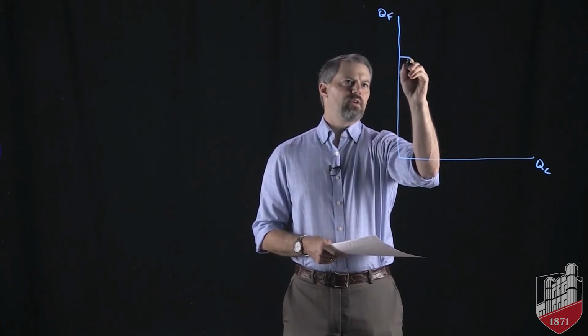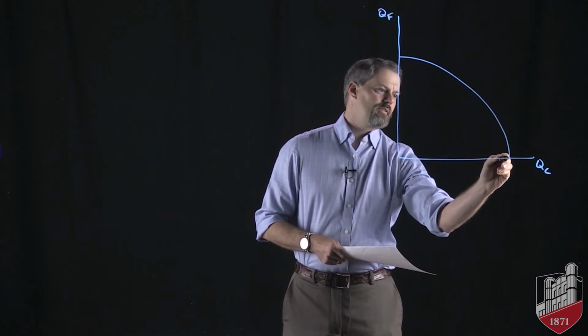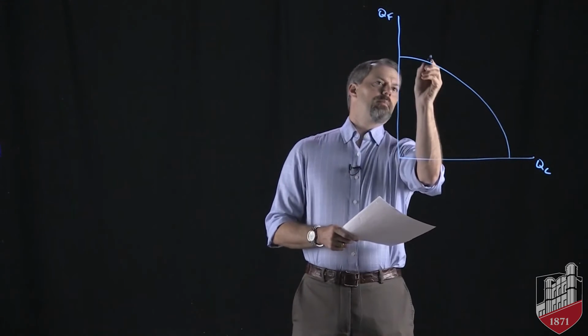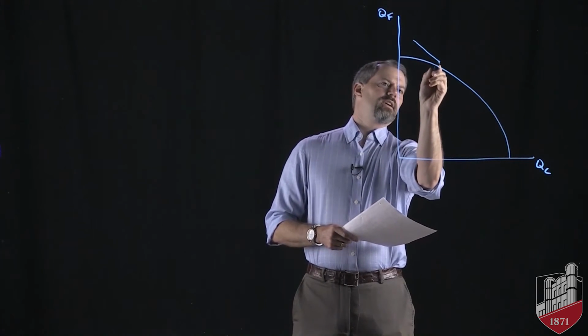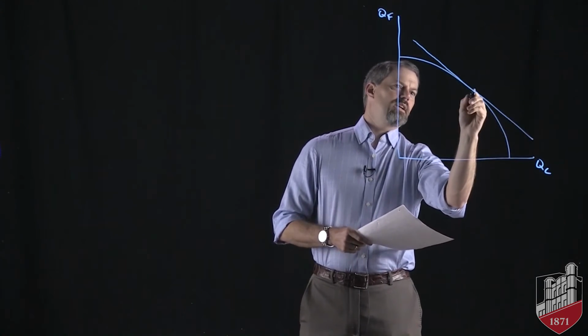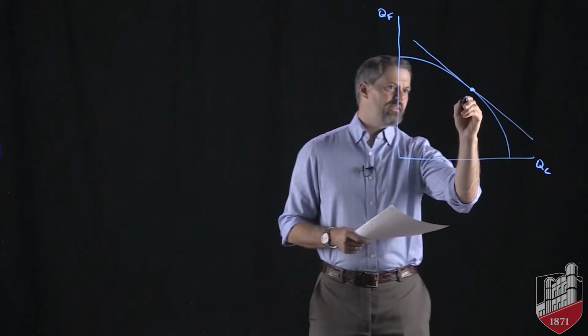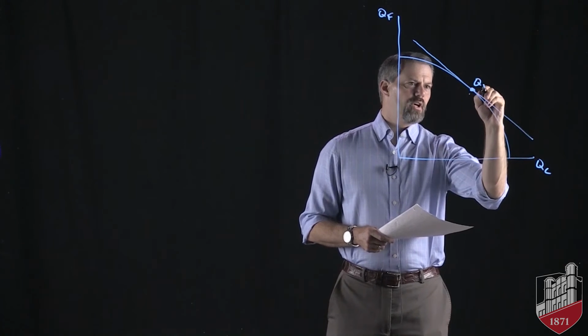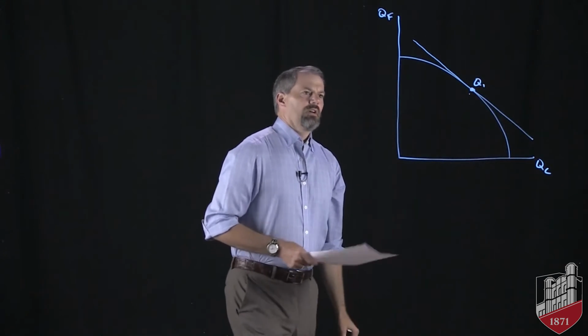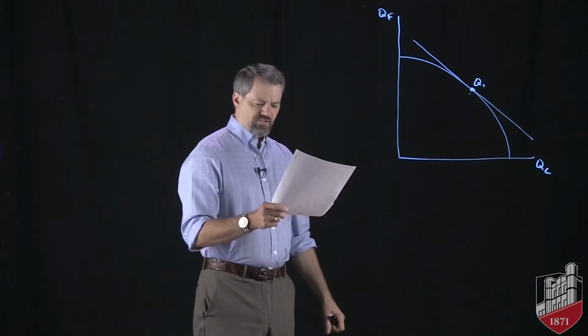Let's put up here a similar picture to the ones that we've been using. Let's continue with our cloth and food example. Let's suppose we have a production possibilities frontier. Let's look at our ISO value line, tangent to that PPF, someplace like that. We'll call that Q1. That's the production bundle that we're going to start with.